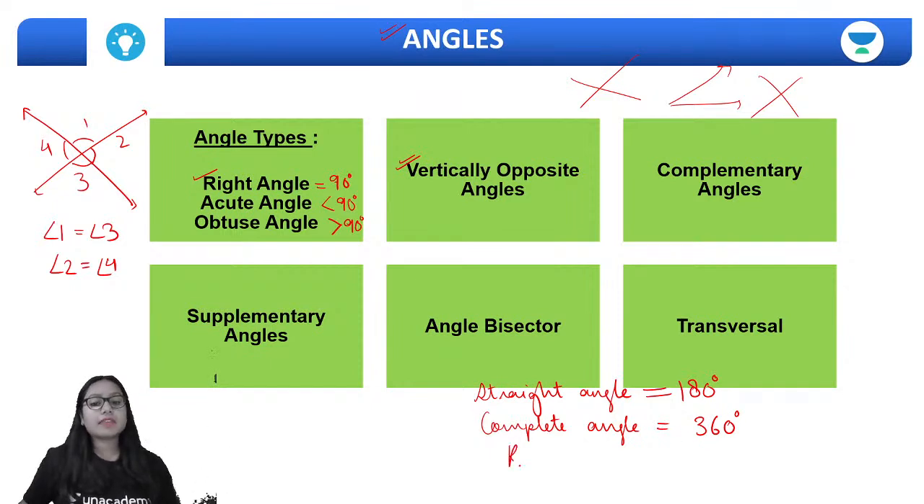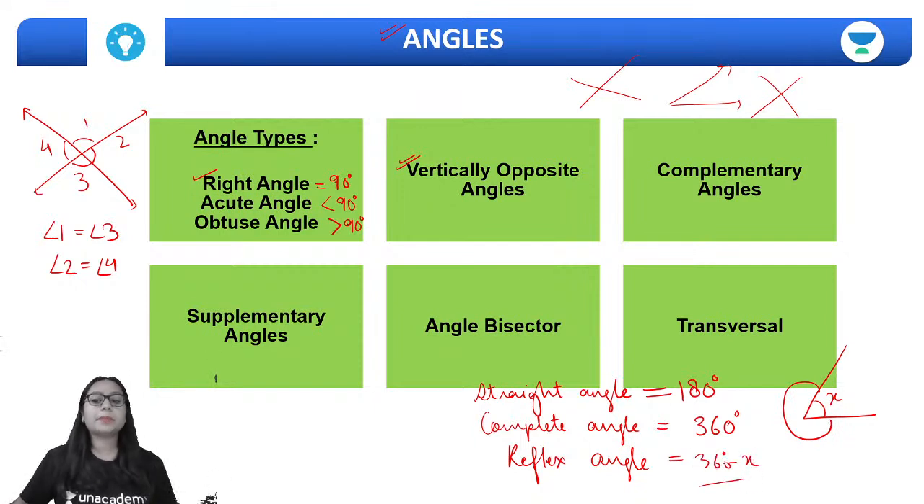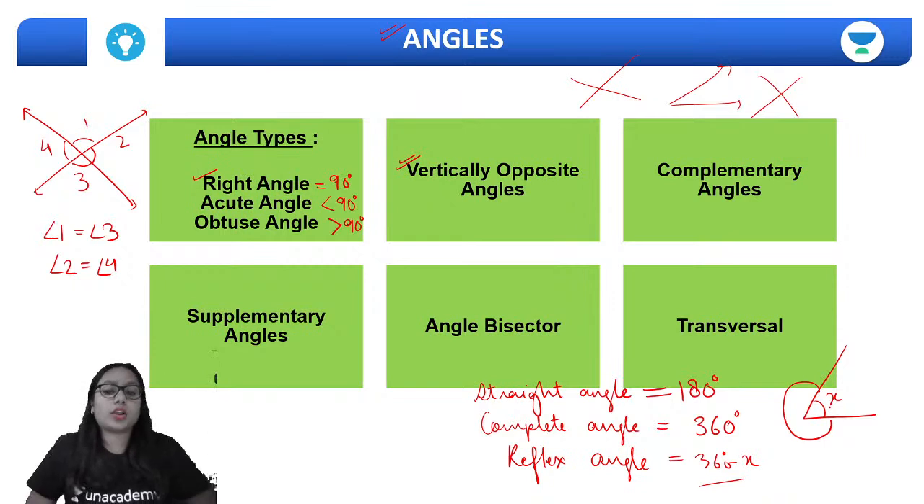Then we have reflex angles. A reflex angle is calculated by subtracting an angle from the complete angle. If this is an angle and suppose the measure of this angle is x, the reflex angle of x is 360 degrees minus x, the complete angle minus the smaller angle. I hope the different types of angles are clear now.